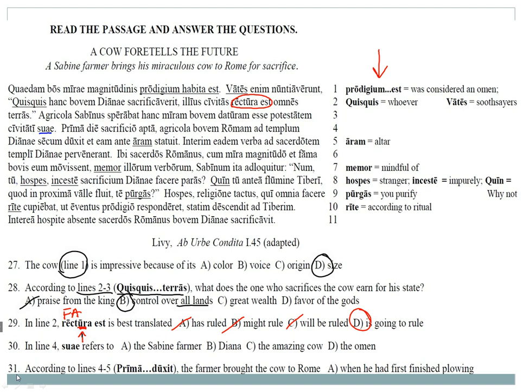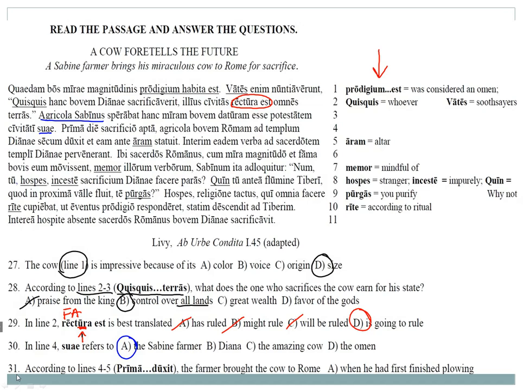In this case, we have suae, and it's modifying civitati. So it's got to be referring back to your subject. Suus always refers back to your subject. What's your subject? Agricola Sabinus. So, what's the answer? The Sabine farmer. So this one we didn't even need to use the process of elimination. If you always remember your grammar, that suus refers back to your subject, then it's got to be your subject. And there you go.